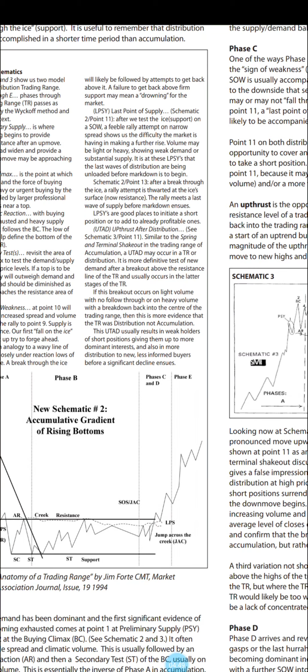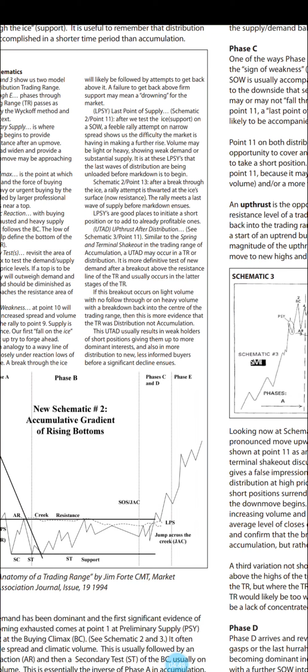Last point of supply, schematic 2.11. After we test the ice support on a SOW, so that's, what is that? That is a sign of weakness. A feeble rally attempt on narrow spread shows us the difficulty the market is having in making a further effort. Volume may be light or heavy, showing weak demand or substantial supply. It is at the last point of supply that the last waves of distribution are being unloaded before a markdown is to begin.